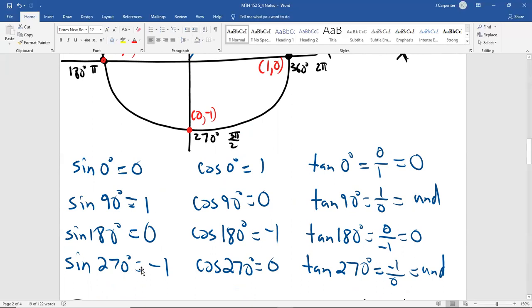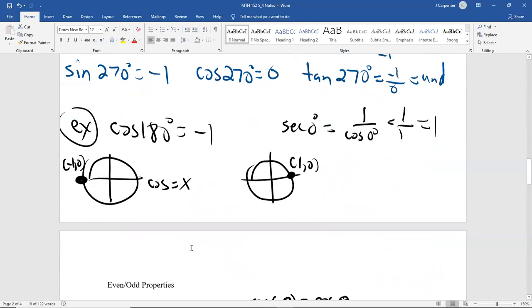Mainly it's the sines and cosines of 0 and 90, which ones are undefined and 0. I don't have these 180s and 270s just flat out memorized in my head. I go, all right, cosine's the x-coordinate. The x-coordinate at 180 degrees is -1. Let me just keep it simple.